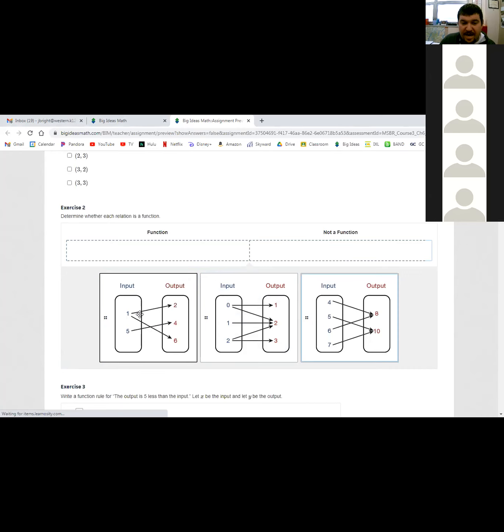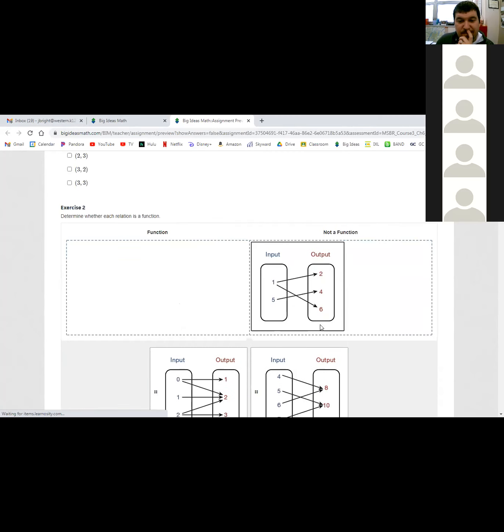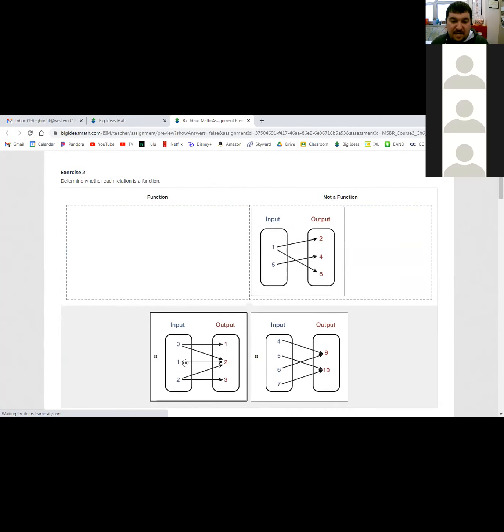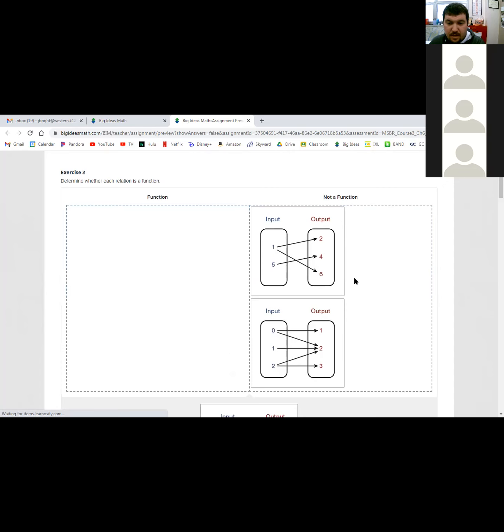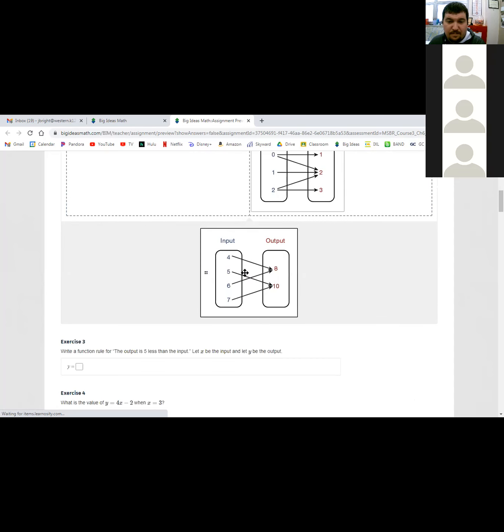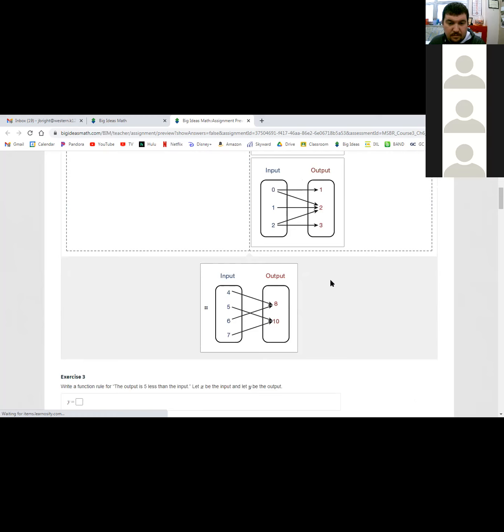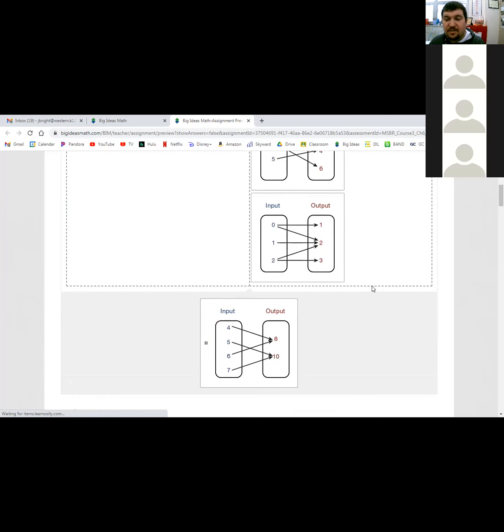So let's just look at A right here. Do they have any inputs that are going to 2 outputs? Yeah, they do. So that would be a non-function. What about the B? Is there any inputs that are going to multiple outputs? Yeah, that's a non-function. Okay, what about C? Any inputs going to multiple outputs? No.